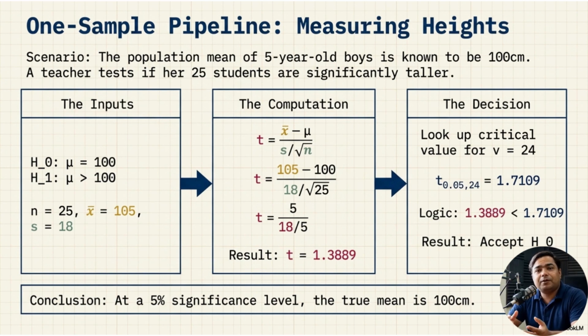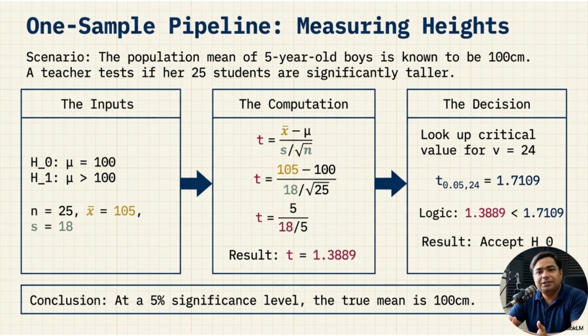The scenario is about the height of 5-year-old boys. The known population mean is 100 centimeters. A teacher wants to test whether her 25 students are significantly taller. The hypotheses are null hypothesis mu equals 100. Alternative hypothesis mu is greater than 100.